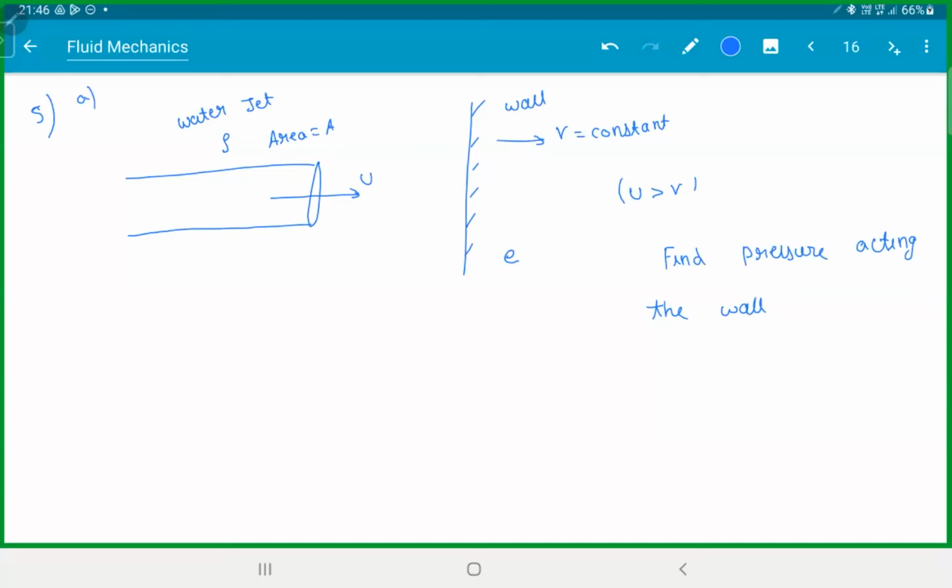How do you do this? I hope you remember we took a small dx and then we calculated dp by dt and all that. Try. Everyone keep your cam on.